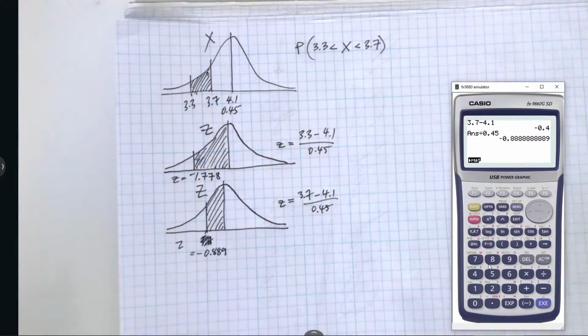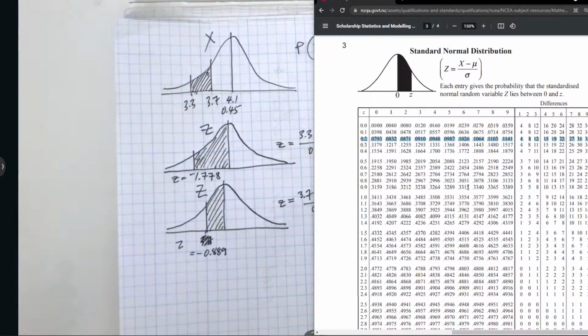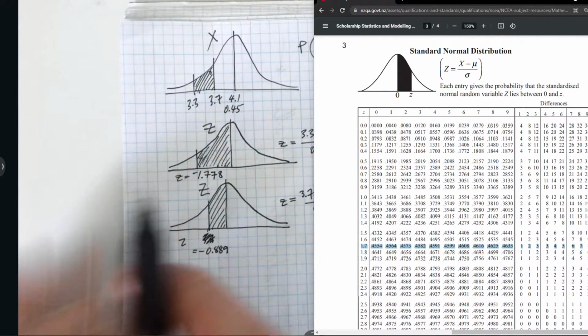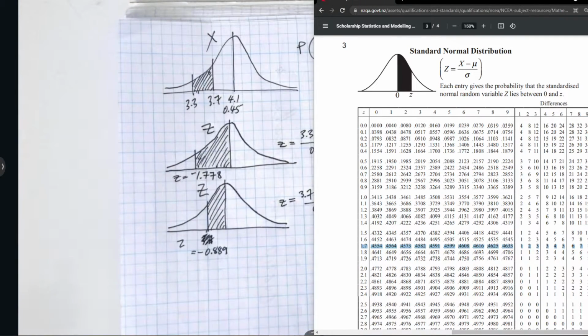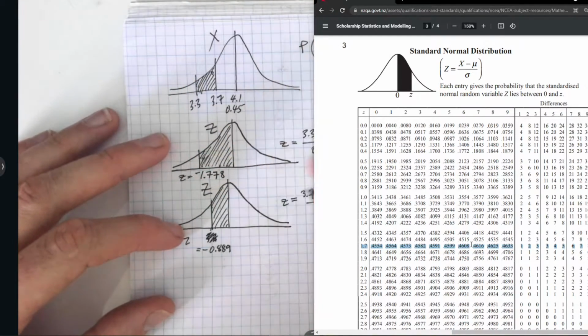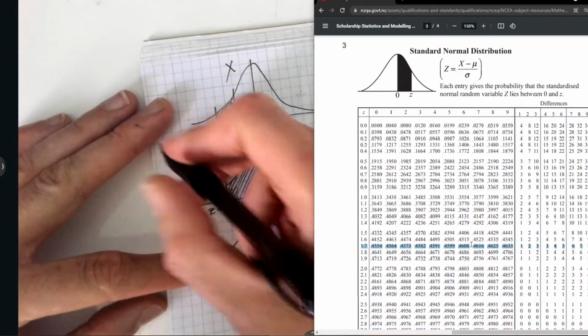Now let's use our Z tables and we'll find them. So the first one is 1.778. Remember, it's symmetrical, so we are going to use that idea, but we've probably built up understanding enough that we can just skip ahead. So 1.778, 1.77, so I'm going to do it up here.